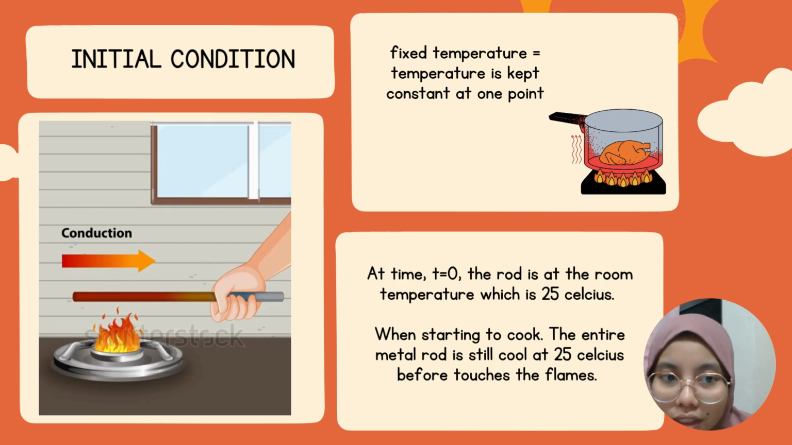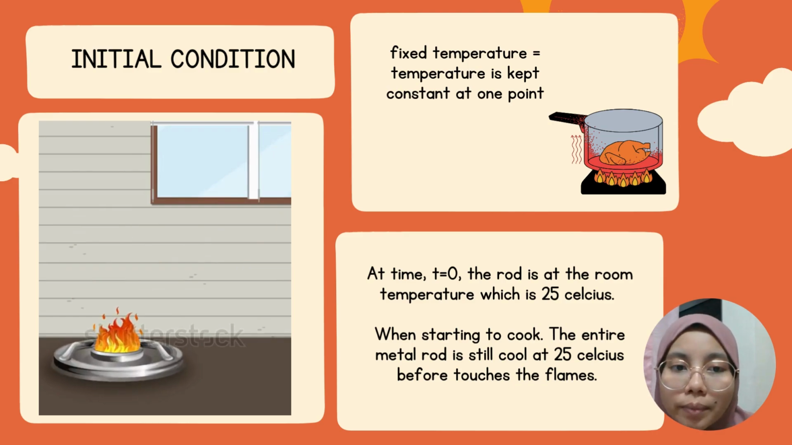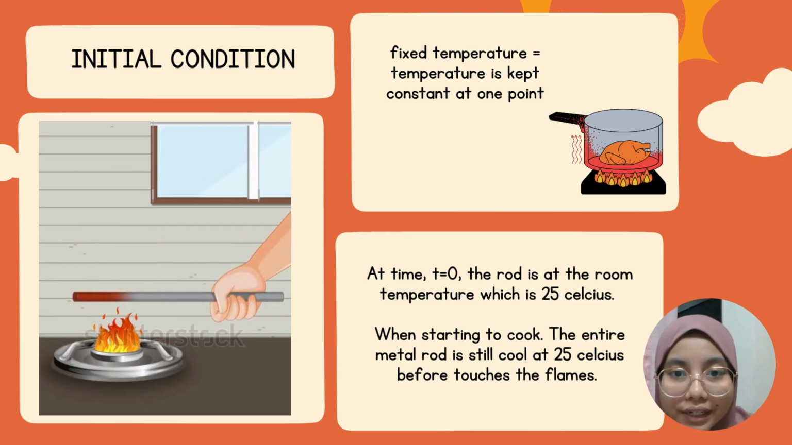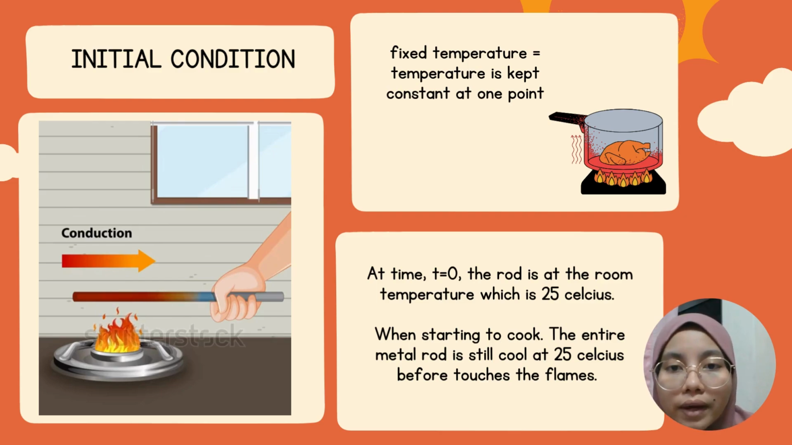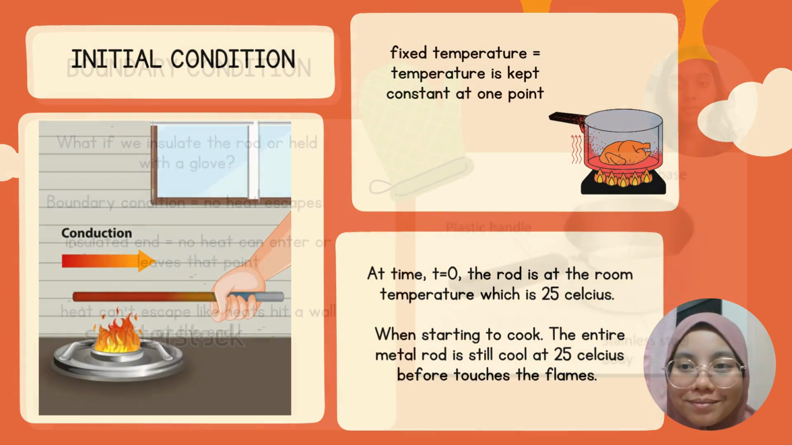So what is conduction? Conduction is the process where heat flows through a solid object like our metal rod, from the hot end, which is the part near the flame, to the cooler end, which is the part you are holding. The heat travels through the material as the fast moving particles at the hot end bump into the slower ones, passing energy along the rod. This is why after a while, even the part you are holding starts to feel hot. So let's move on to the boundary part.